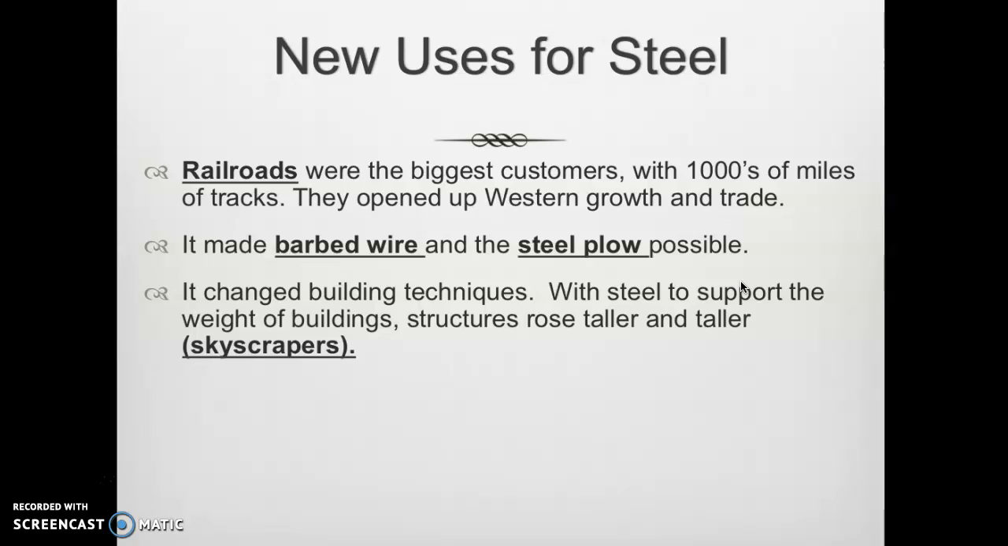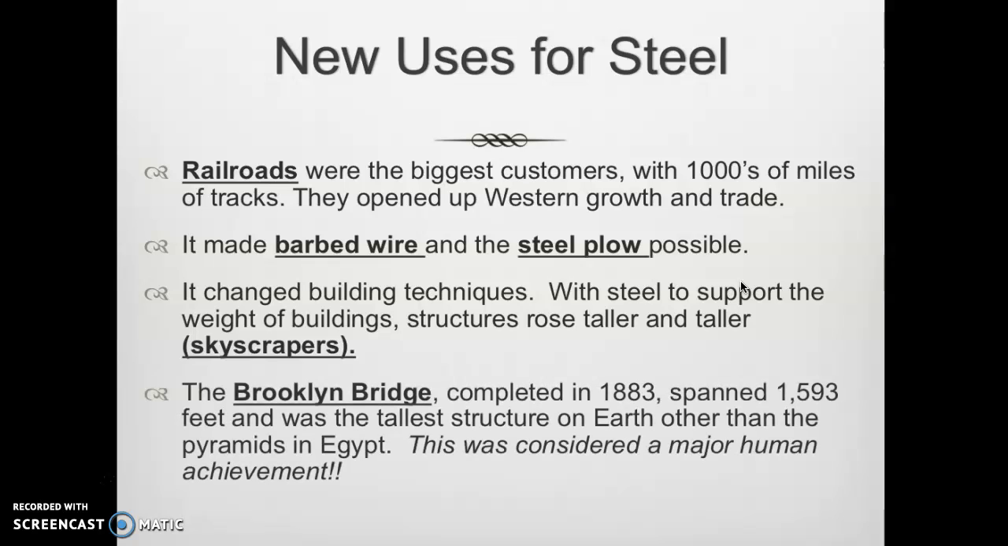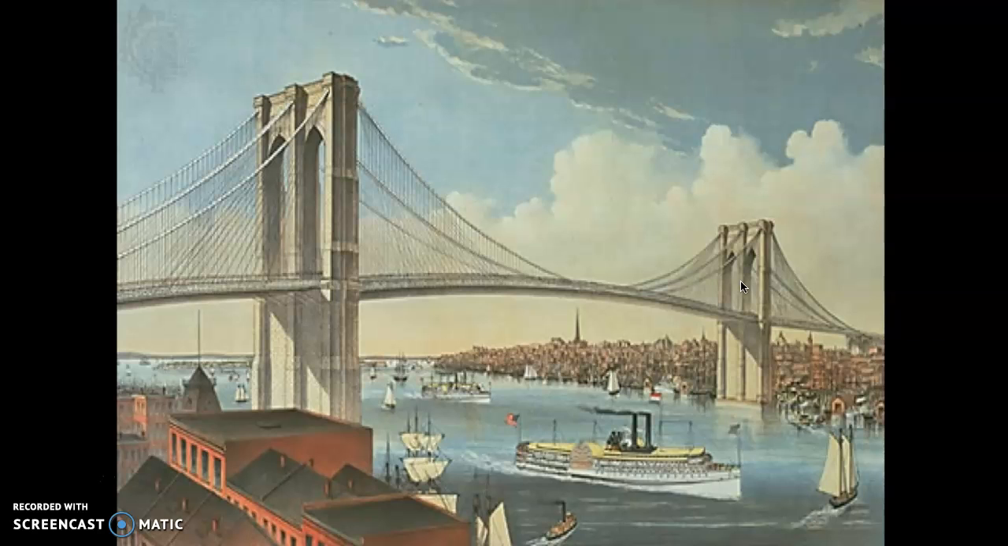This also changed building techniques. It allowed for taller and taller buildings that we might call skyscrapers, and some of the biggest structures that humanity had ever seen, like the Brooklyn Bridge, which in 1883 was actually like man landing on the moon. It was a huge achievement. It was one of the wonders of the world, one of the biggest structures on Earth. You can see an artist's depiction of the Brooklyn Bridge in the mid-1880s.